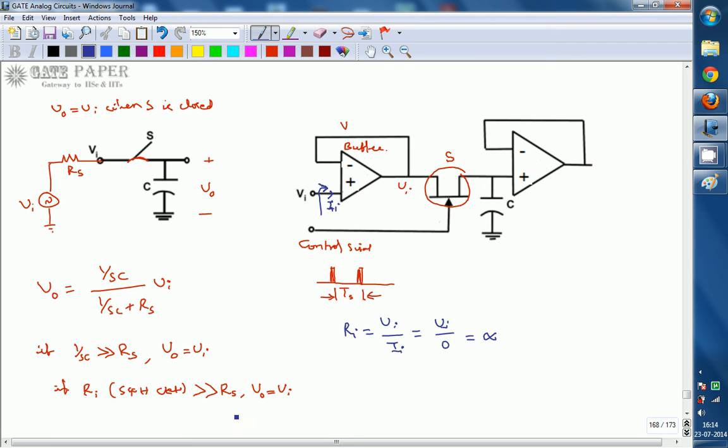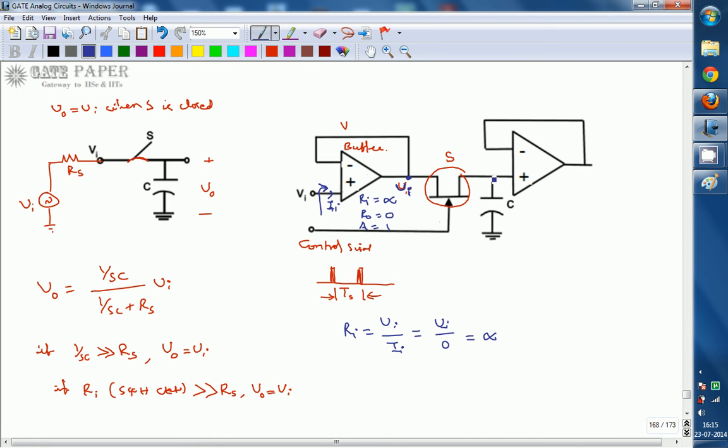So if you pass the input signal through a buffer instead of applying it directly to the switch, you are going to get Vi, and that Vi is going to be applied to the switch. The same input you are applying, since it is a buffer, output is same as input. The buffer has the characteristics Ri equal to infinite, Ro equal to 0, and gain A equal to 1. So in simple terms, a buffer is an ideal voltage amplifier with unity gain. So now the input signal will not load the capacitor.